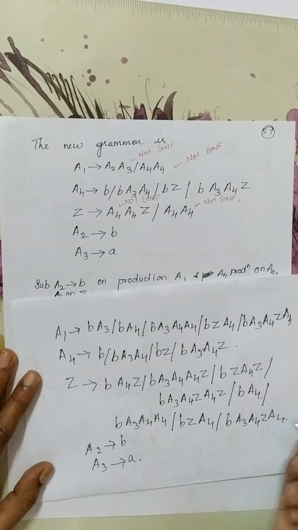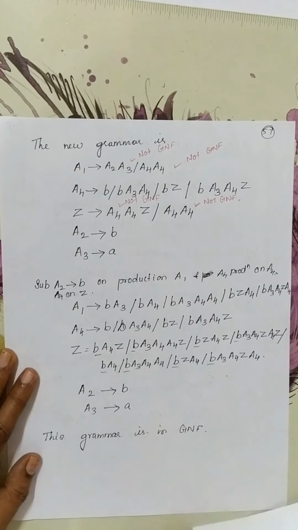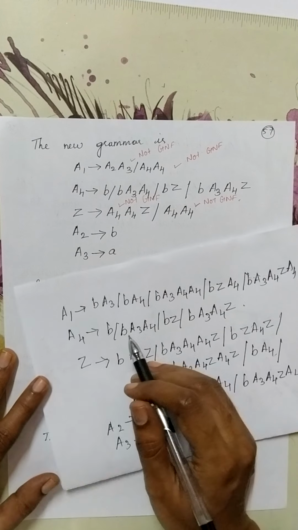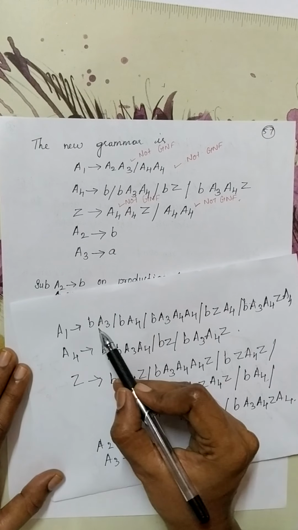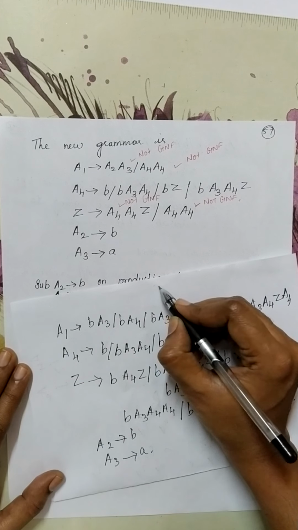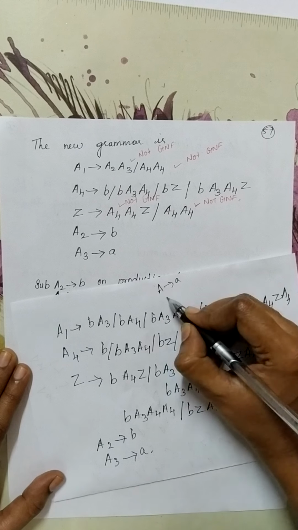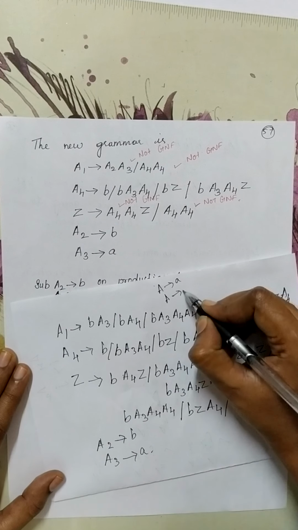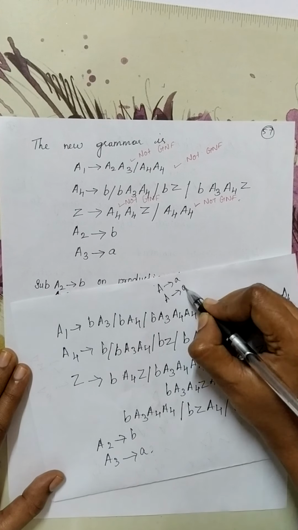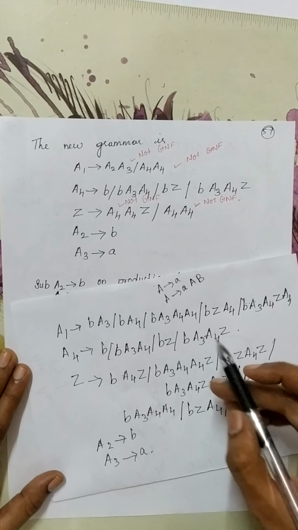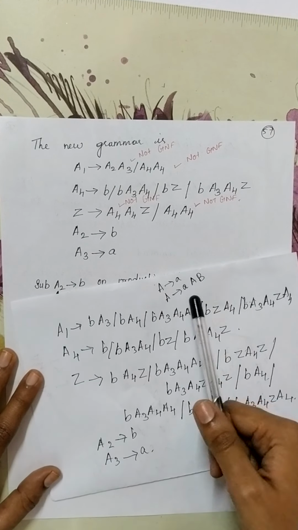So this is the same thing that is given here. Now we can check whether this is in GNF. In GNF the productions will be of the form A gives a, or A gives a B. So our productions must be of this form.